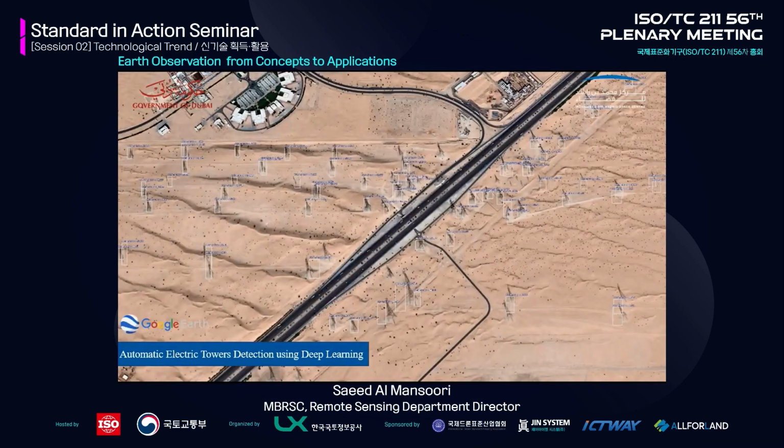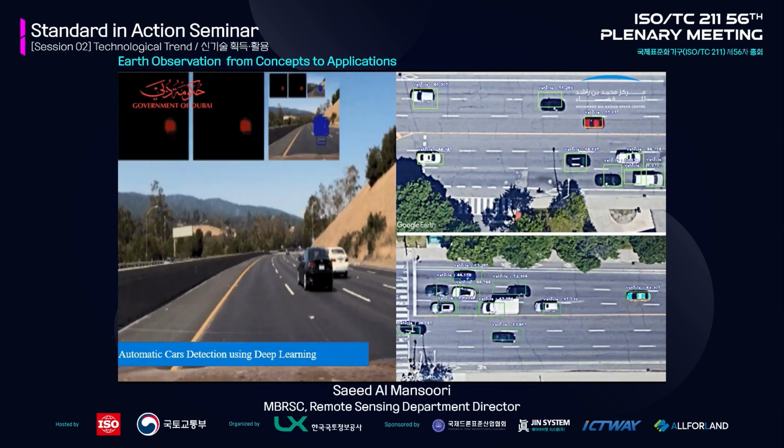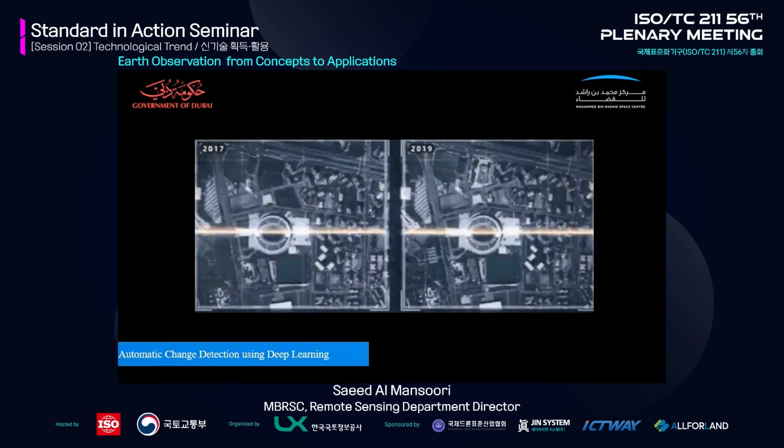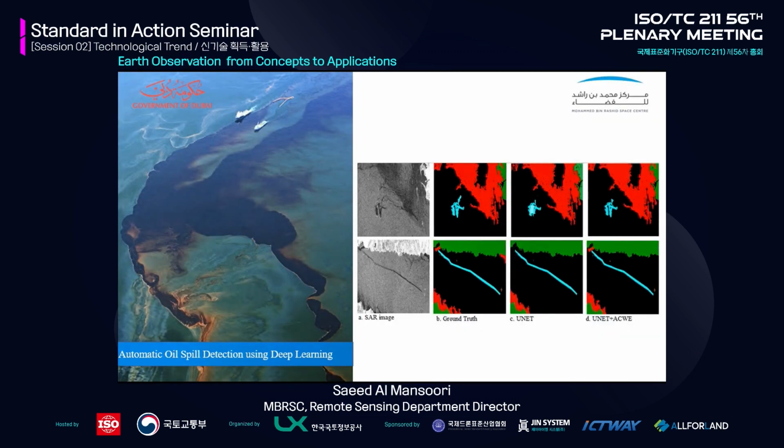airplanes, electric towers, in addition to clouds, cars, and detecting different objects in terms of the change detection as shown here. So they managed to detect different objects in terms of the change detection, in terms of the infrastructure, including the roads, buildings, the water bodies, the vegetation, in addition to the undeveloped area. Also, they managed to detect the oil spill with the help of the AI and machine learning.